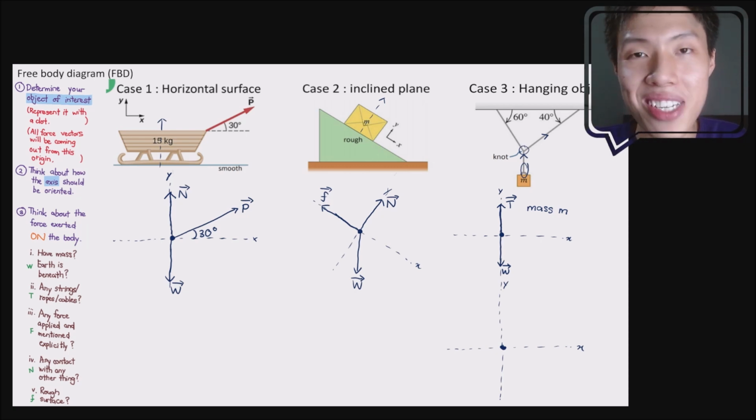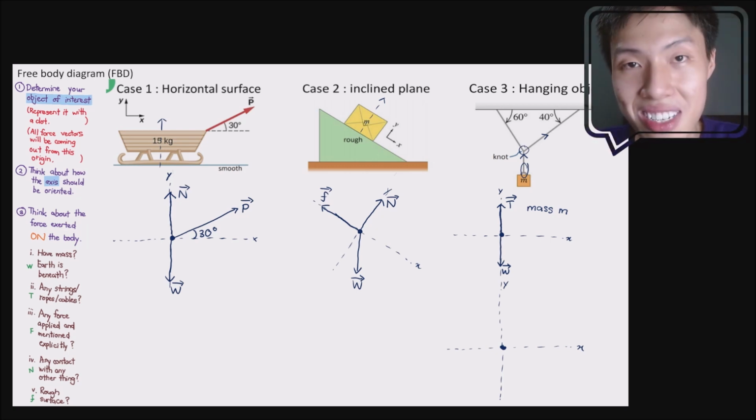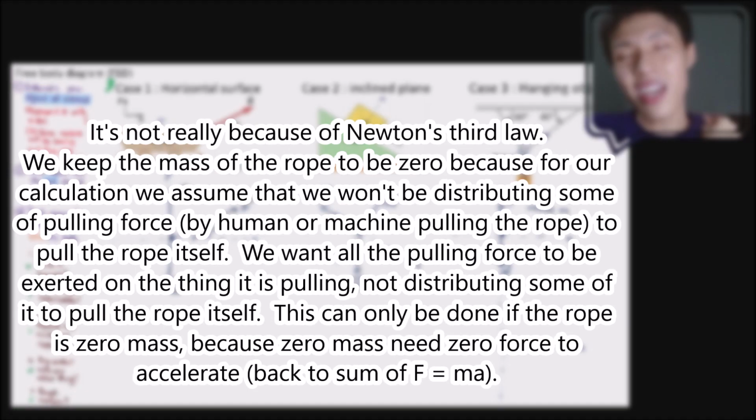Okay, in physics, there's a lot of assumption. One of the assumptions that we make when we are studying forces is that we assume all ropes, cables, and strings to be massless. One of the reasons why we assume it to be massless is so that our tension will follow Newton's third law.